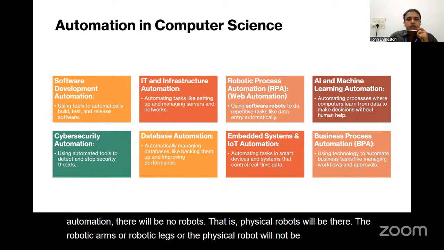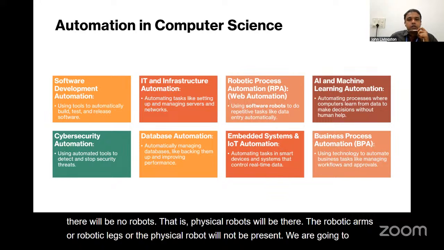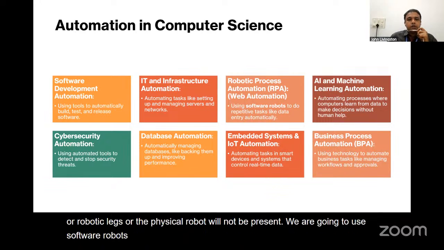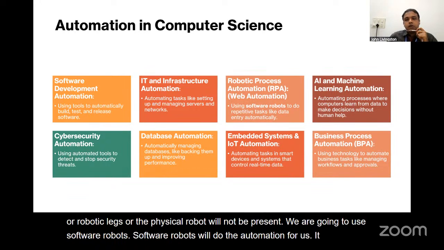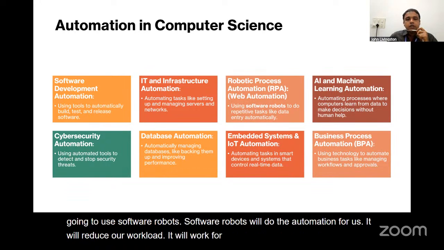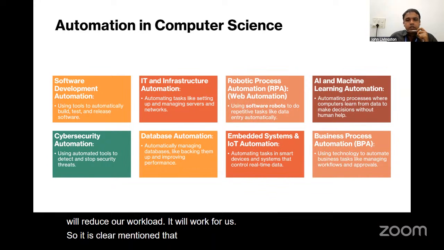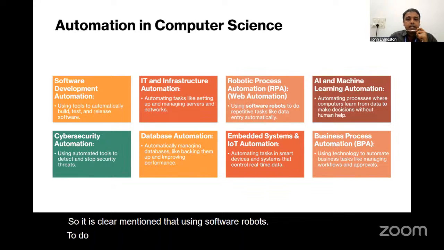We are going to use software robots. Software robots will do the automation for us. It will reduce our workload. It will work for us. It is clearly mentioned that we use software robots to do repetitive tasks like data entry automatically. Data entry, you know what data entry is.